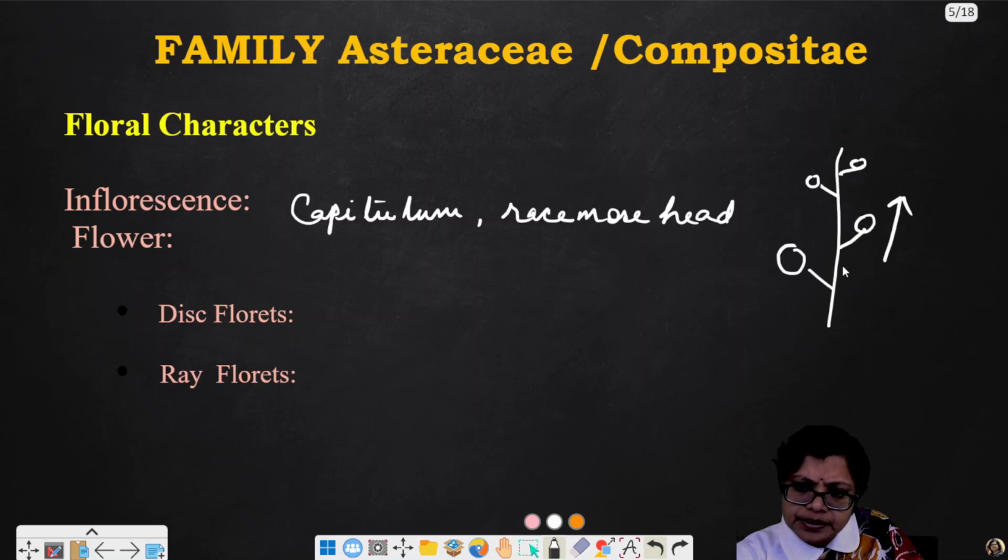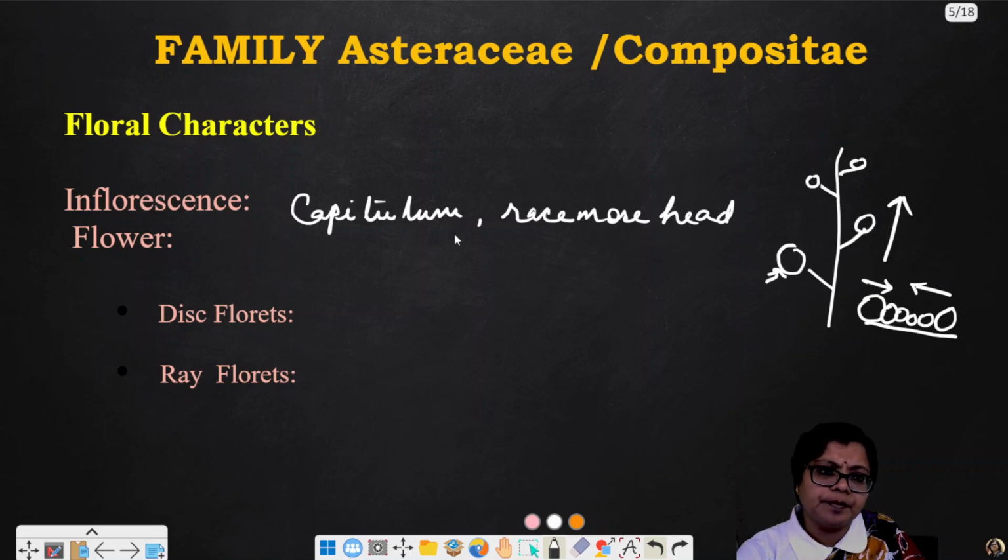Sometimes this floral axis may be flattened, compressed, and in that case, first the outer flowers open, then the second, then the third. So in the members of the family Asteraceae, we find this racemose head, which is the unique feature of the Asteraceae family, that is the capitulum.